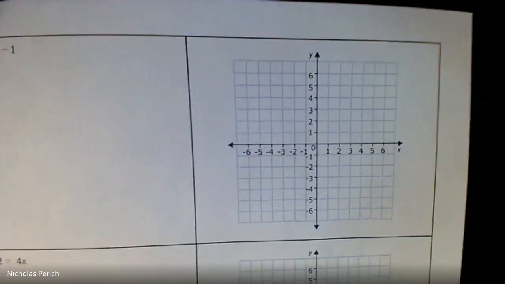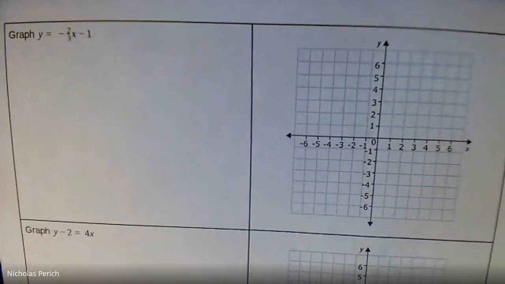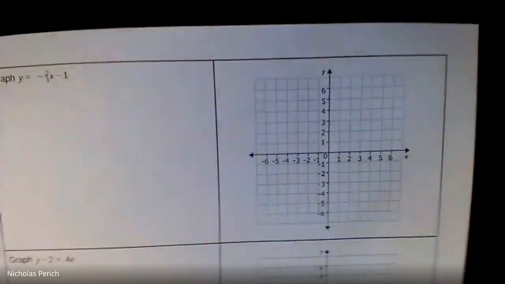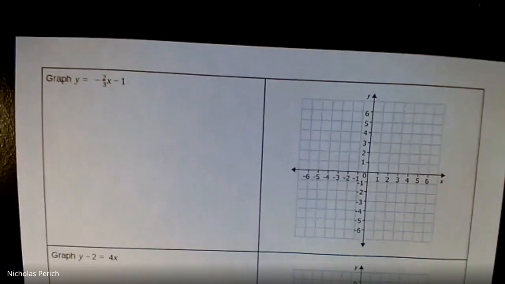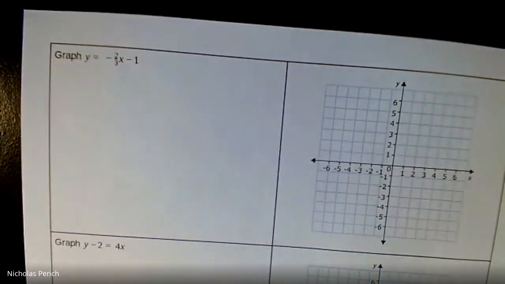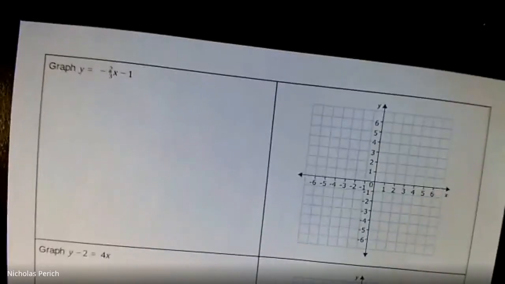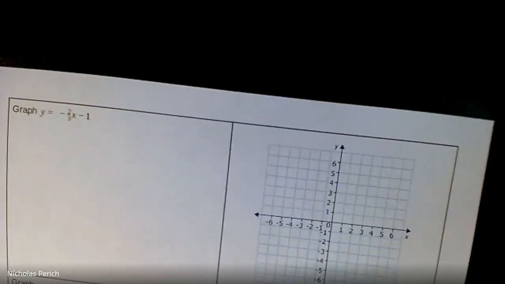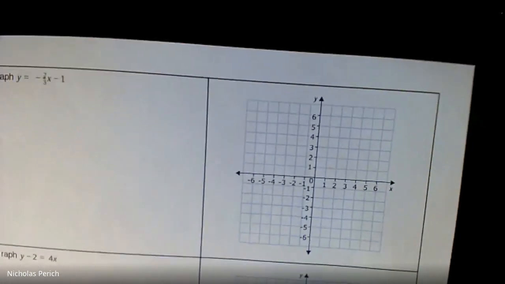let me zoom up just a teensy bit. I don't know about that. No, let me zoom out a teensy bit. And that made it worse. How about that? I shouldn't have touched anything.